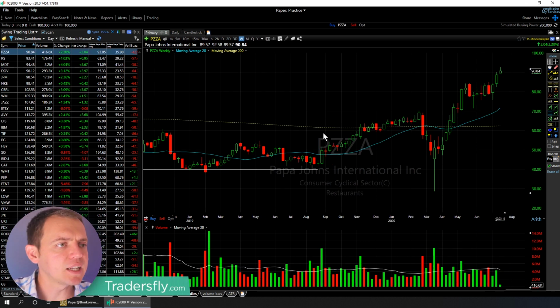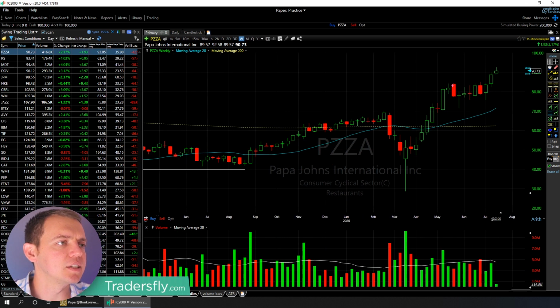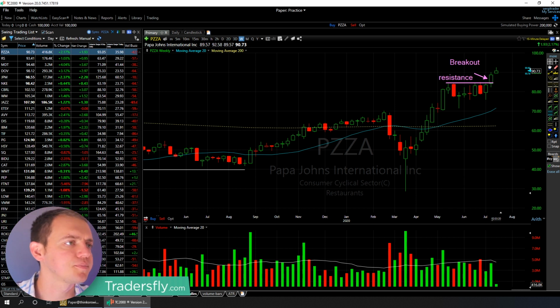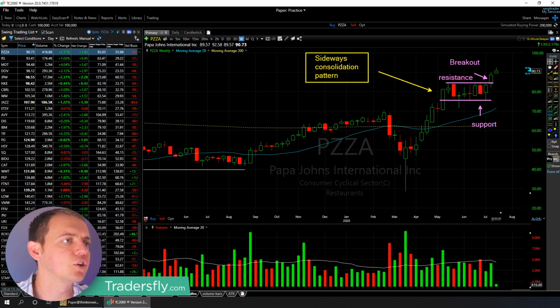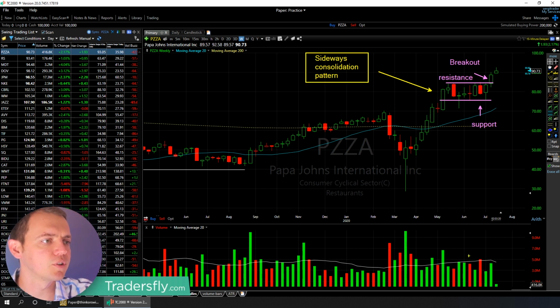All right, pizza. A lot of people are ordering pizza these days. So when you look at pizza, here was our resistance. Here's our breakout point. There's resistance right there. Here we have support right here. And you can see we basically have that sideways. Let's make it yellow so it's a little different. Sideways consolidation pattern. So that looks good for digestion, and now we're trying to move a little higher.